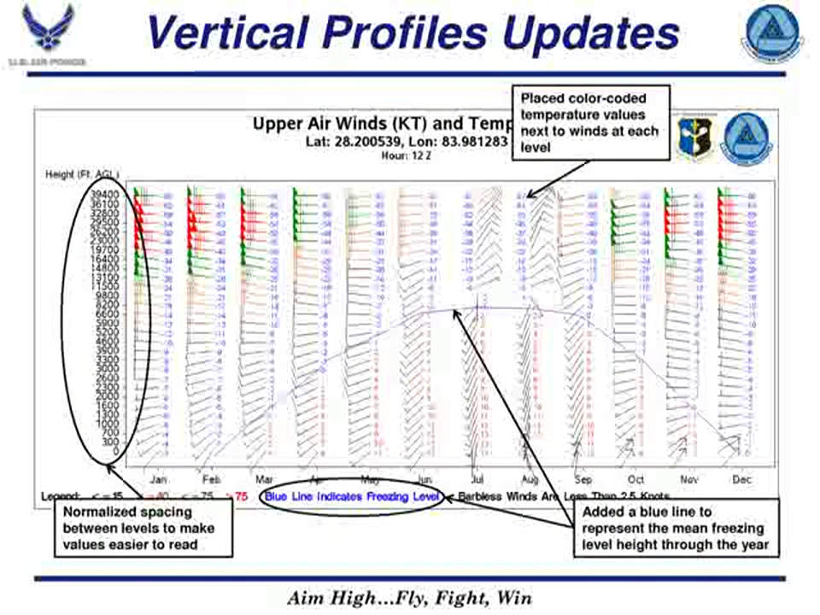The next recent SAR required an update to one of our existing products. Previously, our vertical wind profiles only included wind speed and direction. We improved the existing product by adding temperature information and adjusting the format to improve readability. This included plotting color-coded temperatures at each level, blue for below freezing and red for above freezing. We also plotted a solid blue line to represent the mean freezing level through the year. Lastly, we adjusted the spacing between levels to account for the increased amount of data in the lower levels.